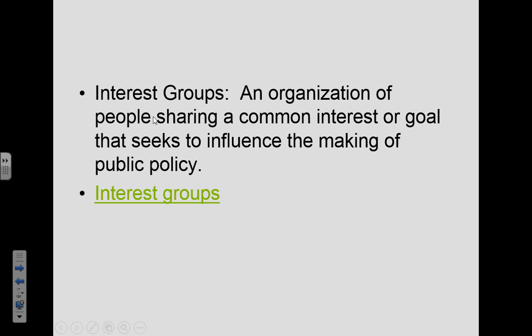Let's look at the role that interest groups play in our political system. An interest group is simply an organization of people who share a common goal or interest, and they seek to influence the making of public policy. Basically, that means we have a group of people who share a similar belief, and what they want is laws to promote that belief, or at the very least, that no law will hurt that belief.